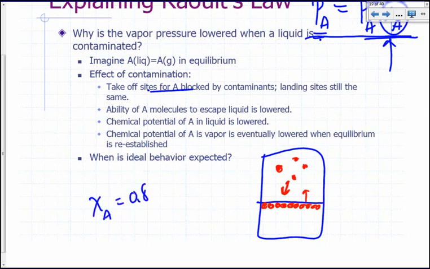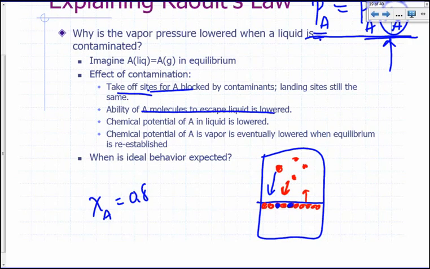Then of these 10 molecules that I've drawn up here, 2 will now be a contaminant, right? So A is now blocked. Some of the takeoff sites are now blocked by the contaminant. But the landing sites remain the same, okay? There's no restriction on where the gas molecules can land back on their way back to the liquid. So what happens is the ability of A to escape the liquid is lowered.